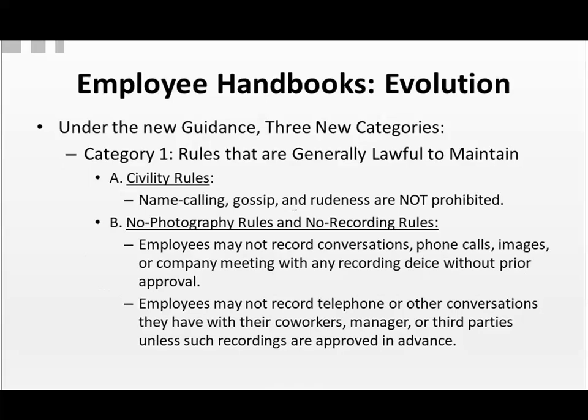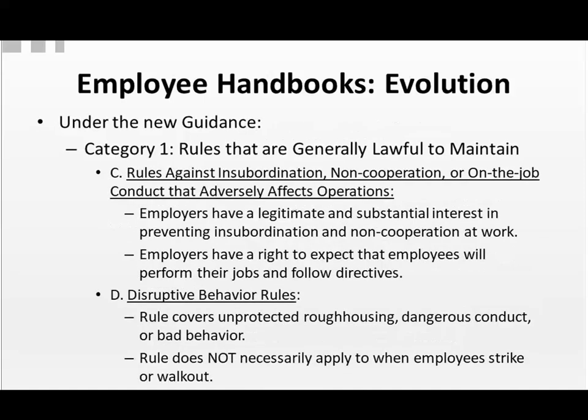As a matter of fact, if you actually want to get a copy of the new National Labor Relations Board rules on employee handbooks, just go to the website and you can download the rules. It's a 20-page document, and it will provide you with significant guidance on what you should consider in your employee handbook. So you'll see it's divided into three categories. The first is categories of rules that generally are lawful to maintain, things you can do without liability.